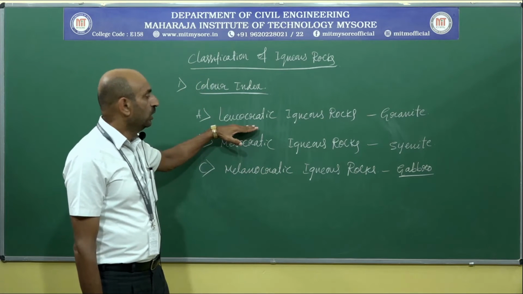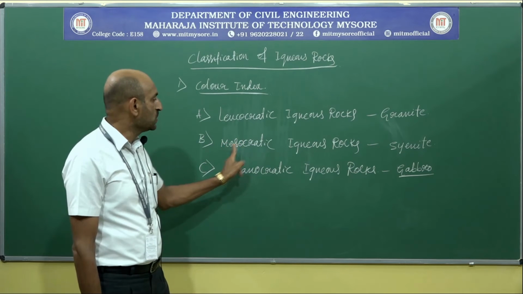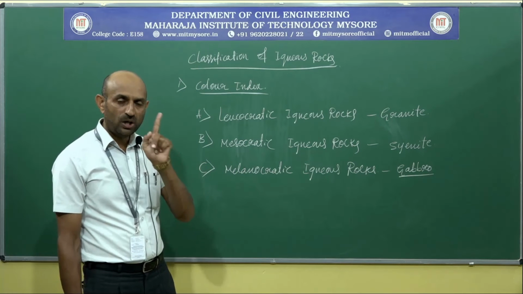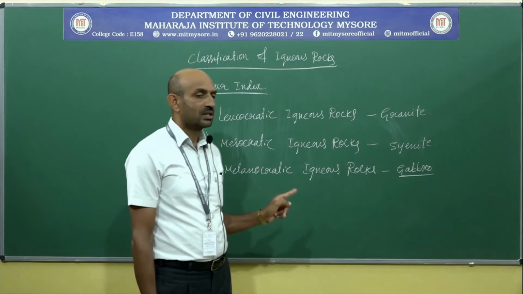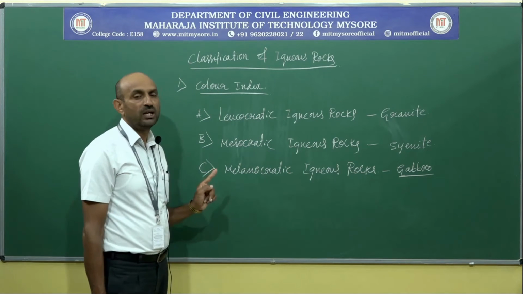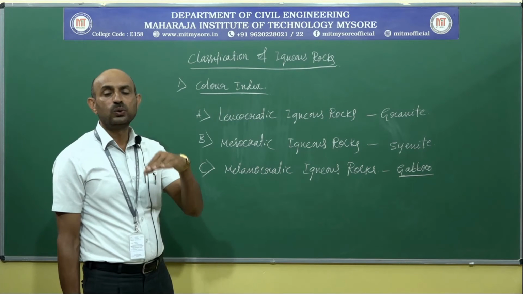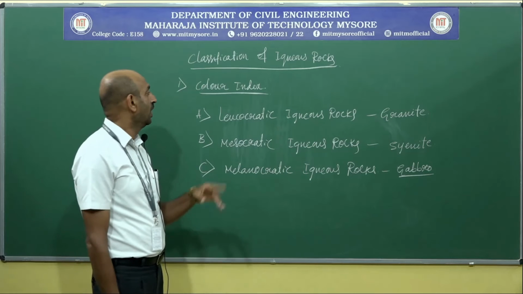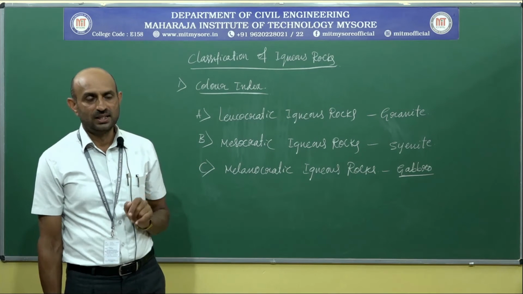The first one, Leukocratic igneous rocks, light color appearance. Mesocratic igneous rocks, moderate color appearance. Melanocratic igneous rocks, dark color appearance. In this way, igneous rocks are divided into three divisions on the basis of color index.